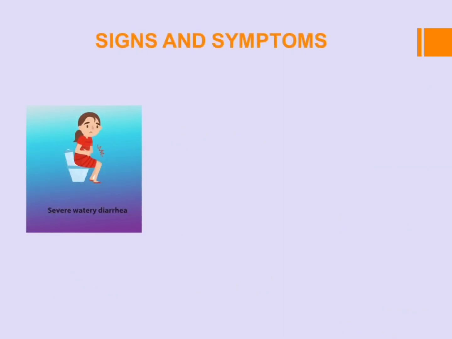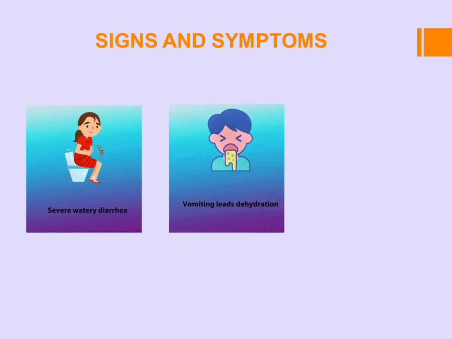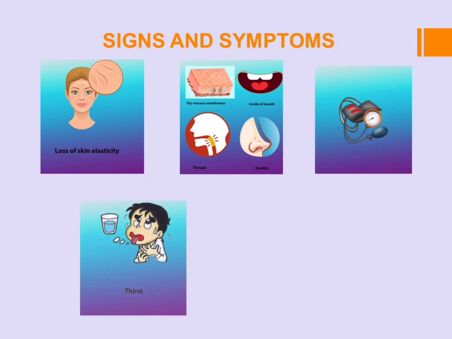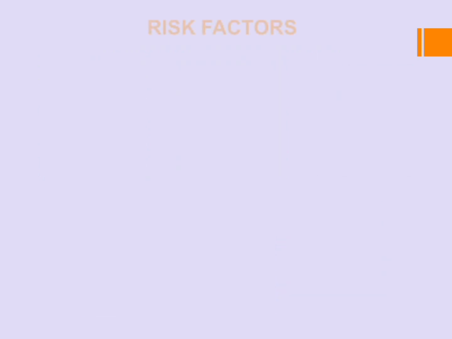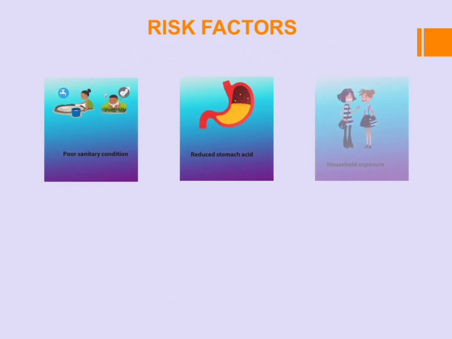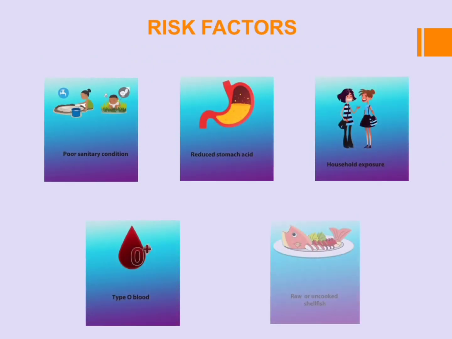Signs and symptoms of cholera include severe watery diarrhea, vomiting, rapid heart rate, loss of skin elasticity, dry mucous membrane, low blood pressure, thirst, and muscle cramps. Risk factors: poor sanitary conditions, reduced stomach acid, household exposure, type O blood, raw or undercooked shellfish.